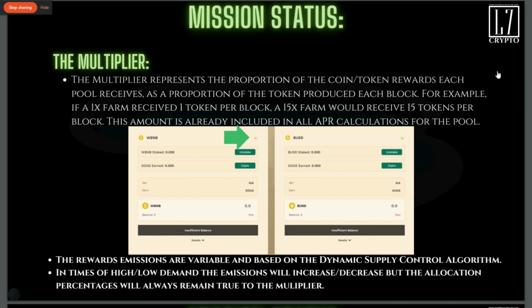Now, the Rat B&B farm, or most of the farms are all Forex farms. I don't know if he did that as a cliche, the Forex, but they're all 4X farms. And also remember that the rewards emissions are variable and based on the dynamic supply control algorithm. Ours are not like the others. In times of high or low demand, the emissions will increase or decrease, but the allocation percentages will always remain true to the multiplier. Bam.